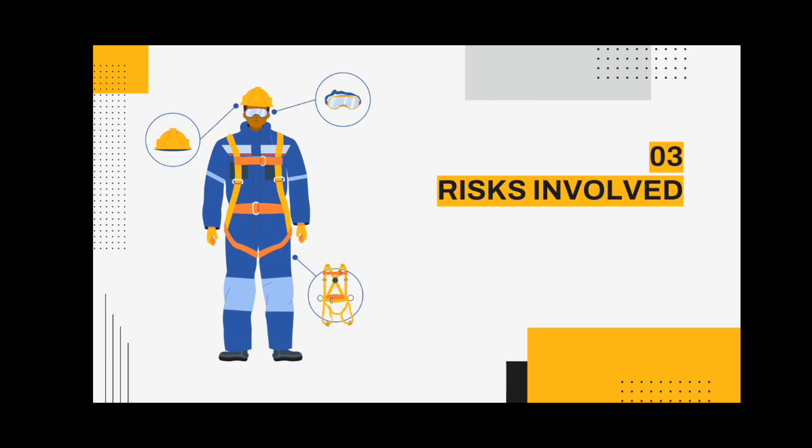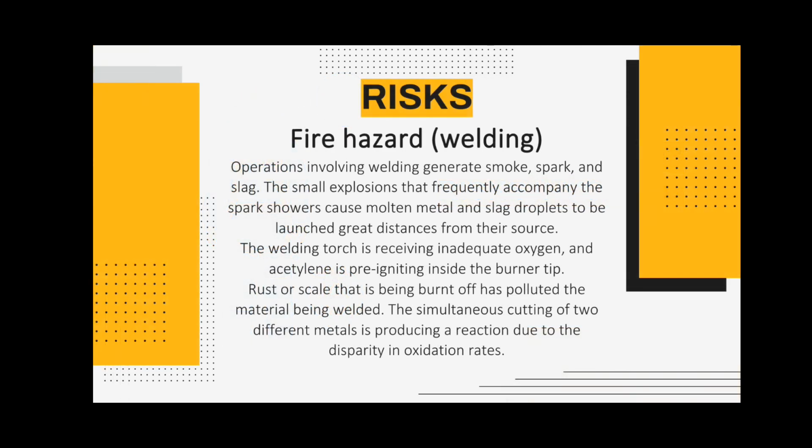Let's move on to our third content, which is risk involved. We will start with risk of fire hazard in welding. Operations involving welding generate small sparks and slag. The small explosions that frequently accompany the spark shower can cause molten metal and slag droplets to be launched a great distance from their source. The welding torch is receiving inadequate oxygen and acetylene is pre-igniting inside the burnt tip. Rust on steel that is being burned off has polluted the material being welded. The simultaneous cutting of two different metals is producing a reaction due to the disparity in oxidation rates.